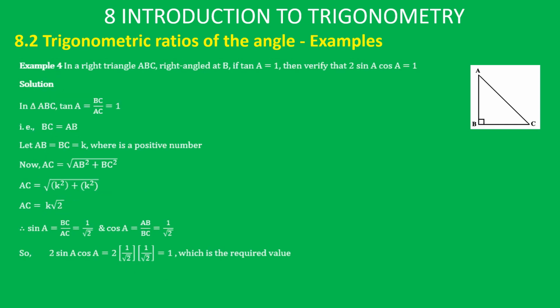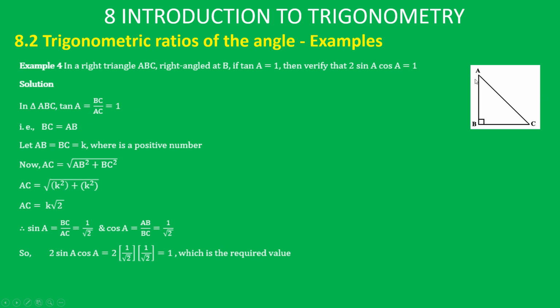This is Example 4. In a right triangle ABC, right angle at B, if tan A is equal to 1, what is tan A? Opposite side is BC, BC by AB. It is saying that tan A is equal to 1. Then verify that 2 sin A cos A is equal to 1. That is the given. Now we will see the solution.